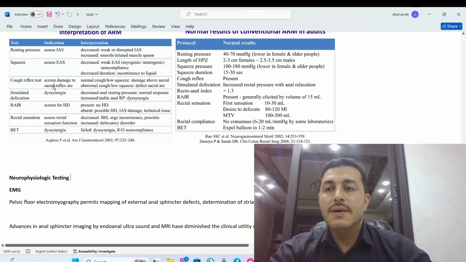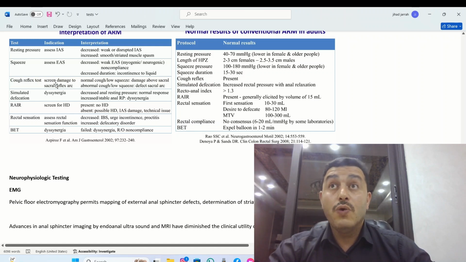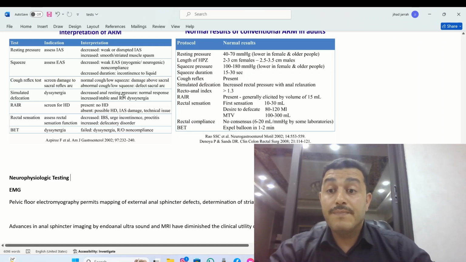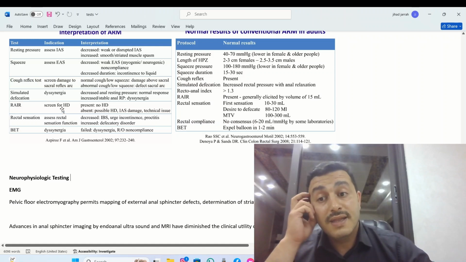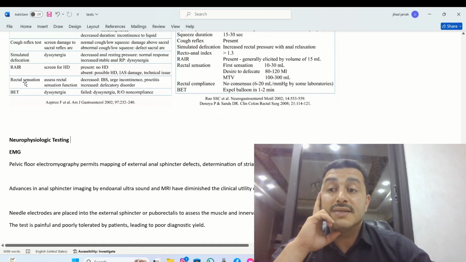Cuff reflex means screening damage to the sacral reflex arc, and we said that the cuff reflex will be absent if there is pudendal neuropathy and if there is a lesion below the sacral root. Normal response is an increase in the anal resting pressure. The rectoanal inhibitory reflex, we said that this is for Hirschsprung disease. We screen for Hirschsprung disease.